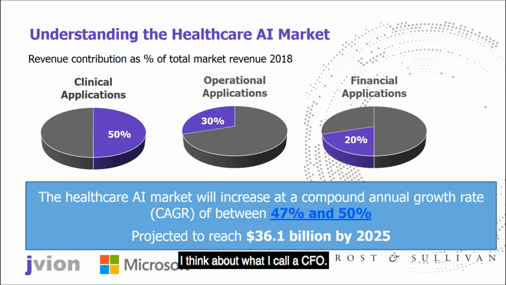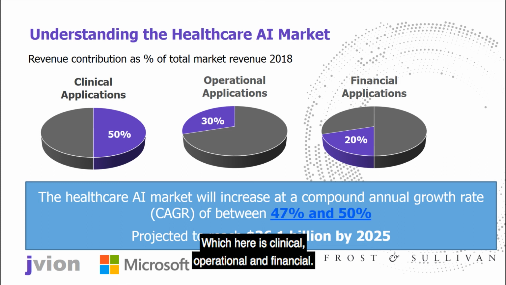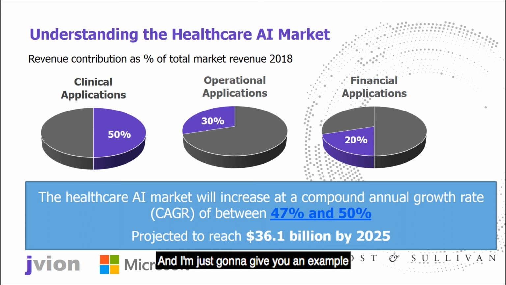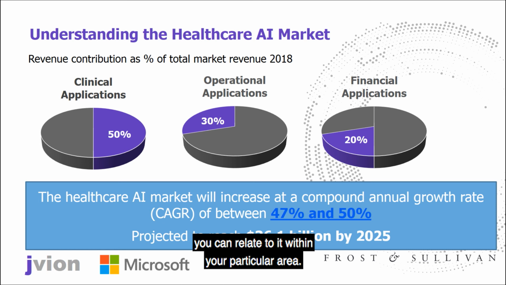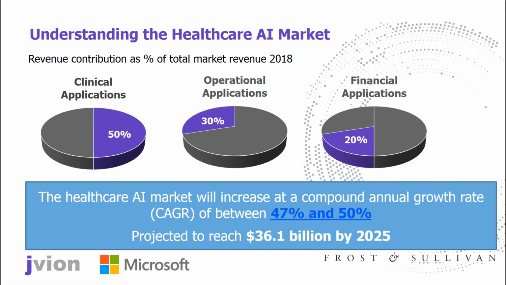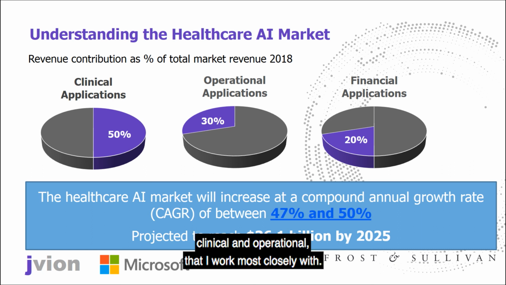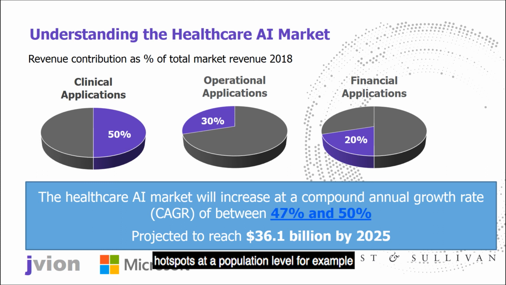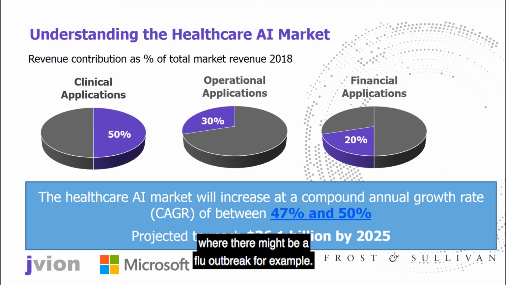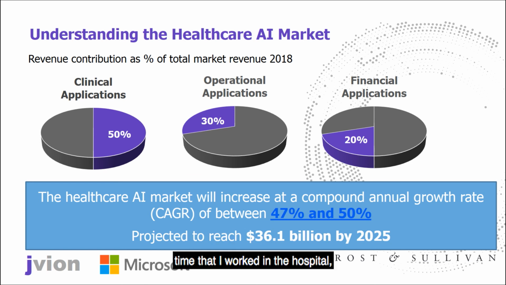When I think about the AI market, I think about three different areas that I call a CFO, which is clinical, operational, and financial. I'm just going to give you an example of each just to make it real and hopefully you can relate to it within your particular area. Under clinical, some examples are predicting disease hotspots at a population level, for example, where there might be a flu outbreak. The second one is preventing adverse events.